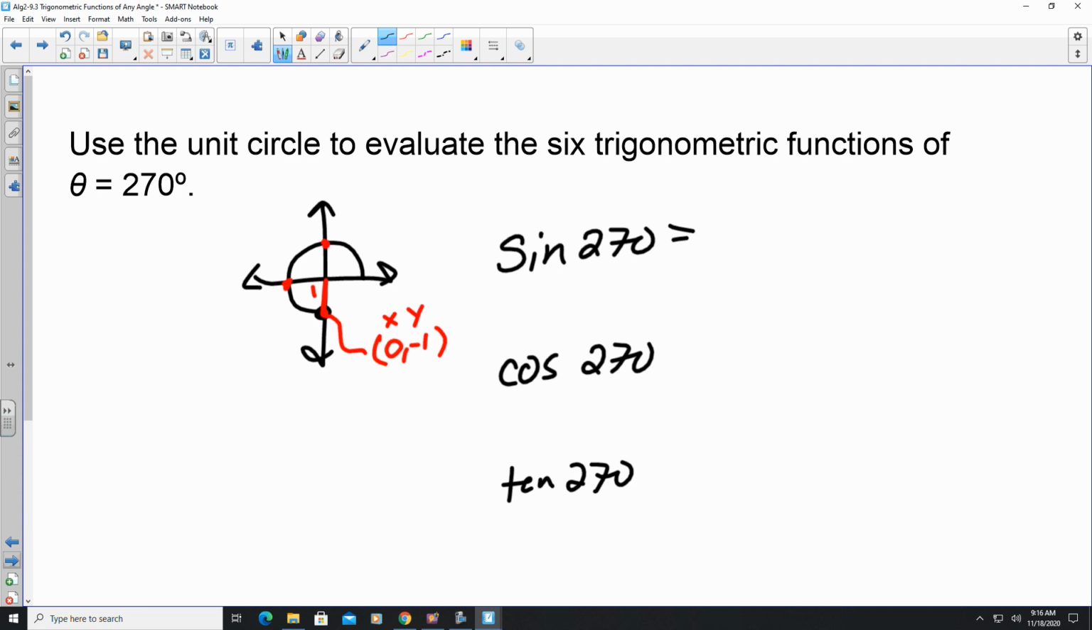It is going to be equal to, this one is going to be y over r, so that's -1, because -1 divided by 1 is still -1. This one here is going to be 0 divided by 1, that's 0. This one here is going to be opposite over, so it's -1 over 0. Can't divide that, so this is undefined.